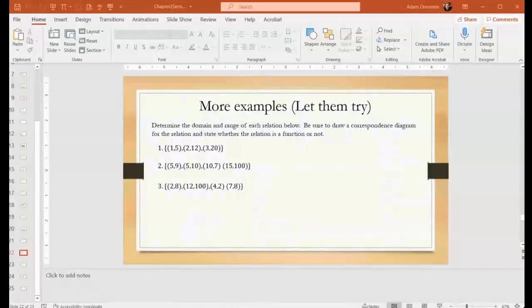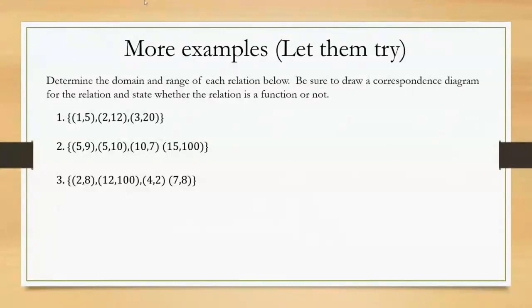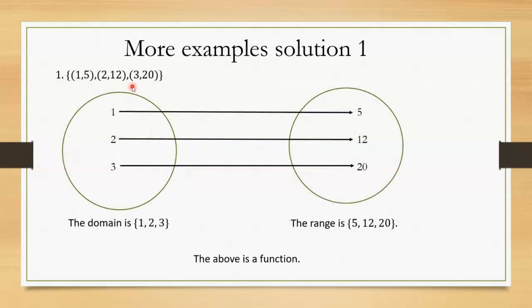Okay, so I'm recording. So again, these are just relations, and I wanted everyone to determine the domain, the range, draw a correspondence diagram, and determine if it's a function or not. Although really you should be able to tell just by looking at these if you have a function or not. So here, if we draw the correspondence diagram, 1 is going to 5, 2 is going to 12, 3 is going to 20. So the relation is assigning 1 to 5, 2 to 12, 3 to 20.